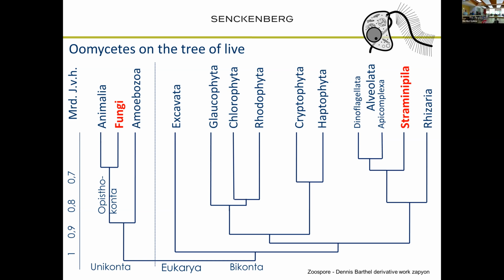The Stramenopila are characterized by having a tinsel flagellum. This is a flagellum that has multiple hairs on it. You can see it in the upper right. Those hairs reverse the thrust. So if you see a zoospore swimming with a flagellum directed forwards, then you already know: this is pretty likely an Oomycete.